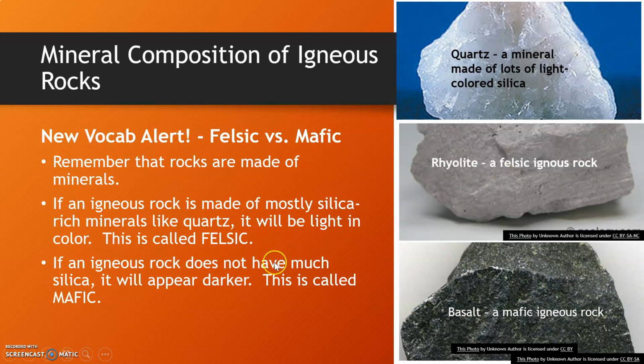The opposite of that is called mafic. If an igneous rock does not have very much silica, it's going to look darker, and that is called mafic. This basalt down here on the bottom doesn't have very much silica at all, so it's very dark. Now you can put felsic and mafic as an adjective for intrusive or extrusive igneous rocks. The composition doesn't tell you how it was formed, it just tells you about its mineral content.